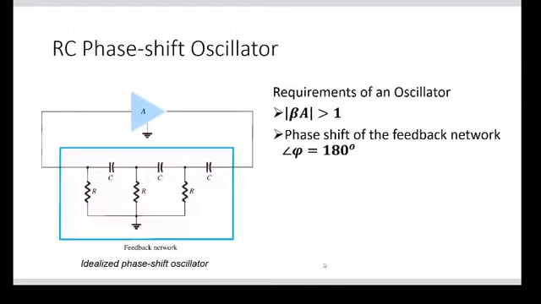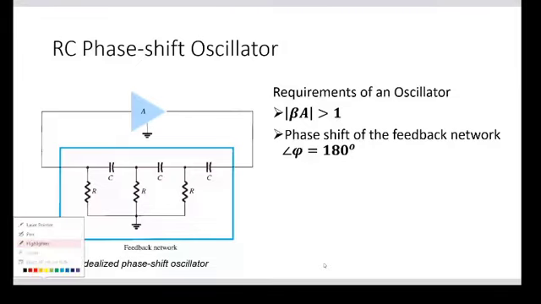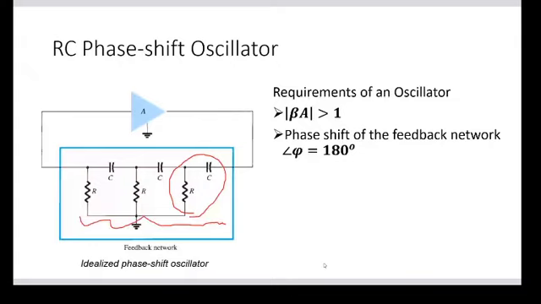Actually, your RC phase shift oscillator has, on the feedback side, only the RC combinations like this. I'll just circle it. Here you have only those RC combinations. There is a reason why we have 3 such combinations. Here we can see 3 stages of RC combinations.